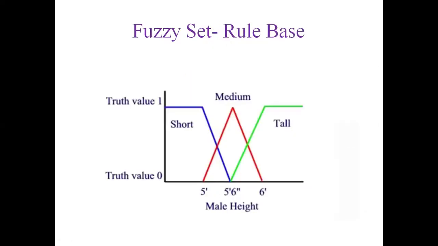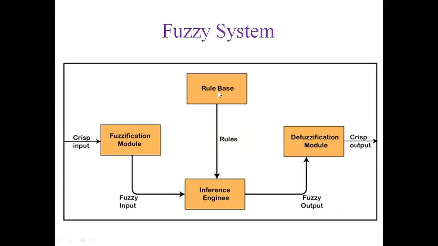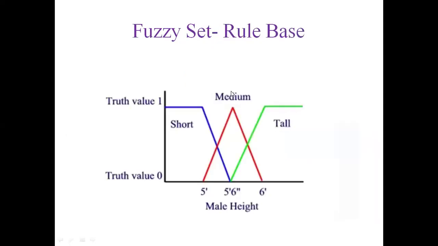This is the fuzzy set rule base. I'm discussing the rule base, where I have to mention detailed input. Consider this: in my system, I'm fixing 5.6 as a normal person.